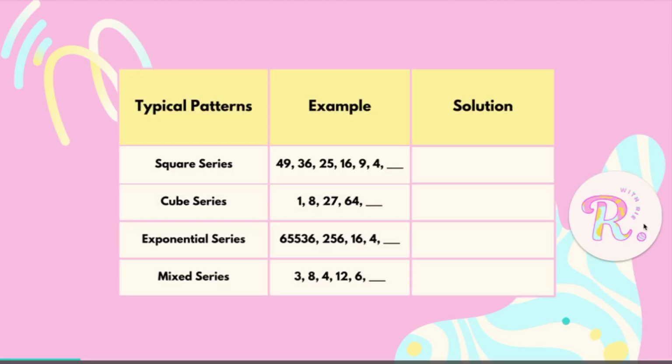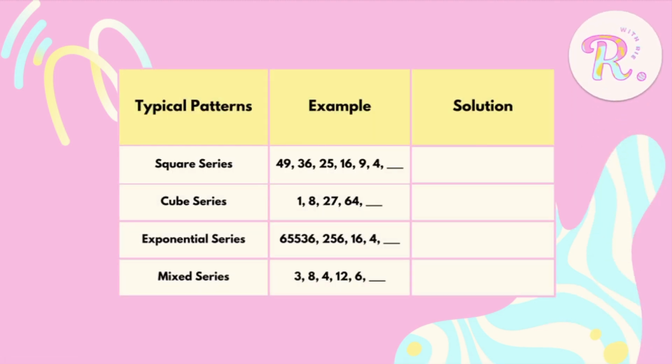Another one. Okay, so let's get this out of the way first. So here we have a square series. Very straightforward, right? Terms are squares of natural numbers. That means n to the power of 2. So we see here this is 7 squared. This is 6 squared. 5 squared. And so on. 4 squared. 3 squared. 2 squared. This means this would be 1 squared. And 1 squared is 1.